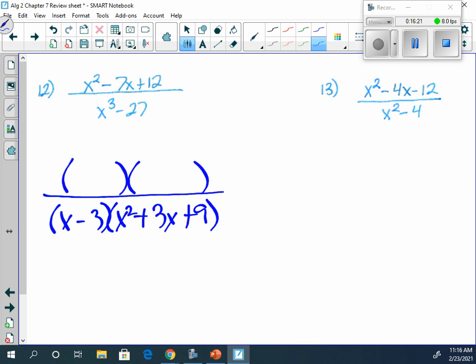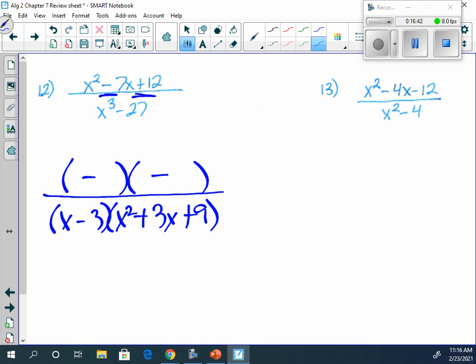x squared minus 7x plus 12. So we can factor that. Now, since the 12 is positive, our signs are the same and they match the sign of the middle term. So we would have negative and negative. So we'd have a minus and minus.